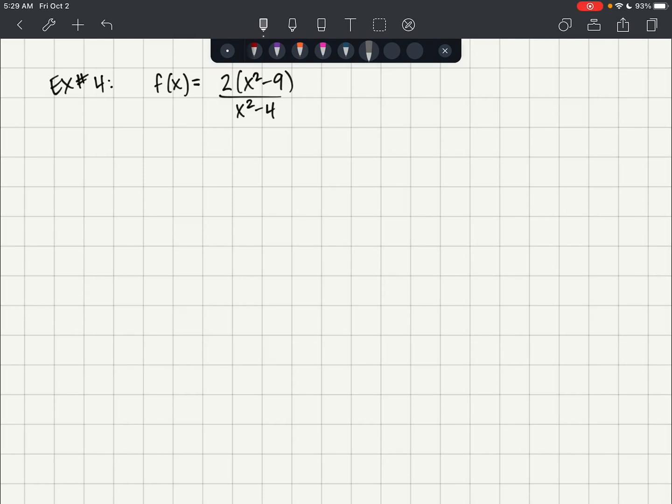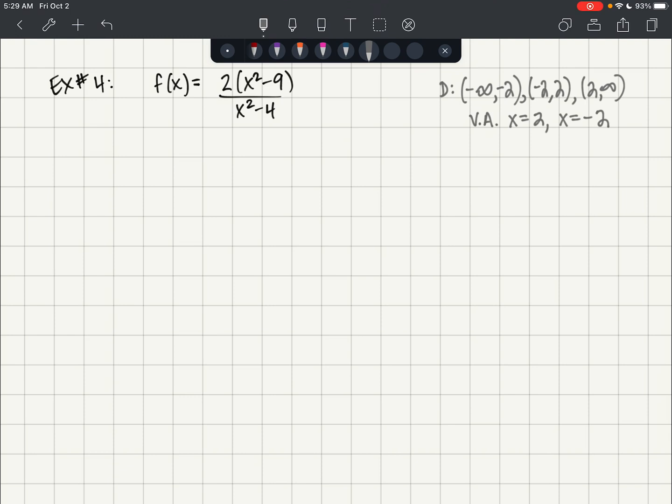In this example, we're going to try to sketch the graph of this rational function. It's a little bit more complicated, not too bad, but it does involve a little bit more. We have two vertical asymptotes here. So our domain is going to go from negative infinity to negative 2, negative 2 to 2, and then 2 to infinity. So we have vertical asymptotes at x equals 2 and x equals negative 2.